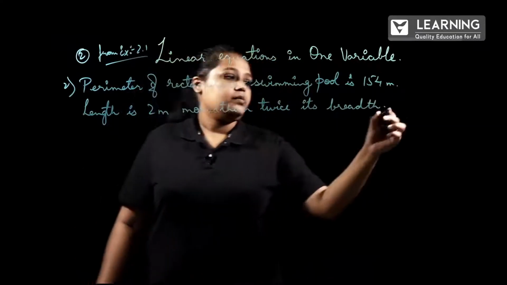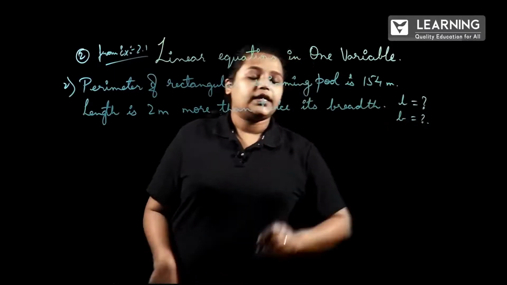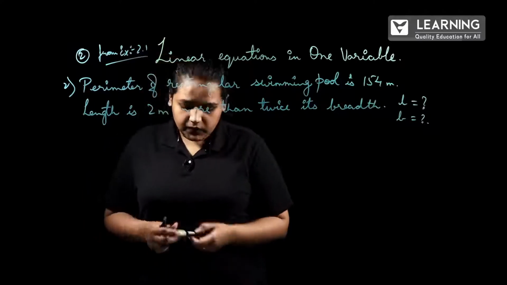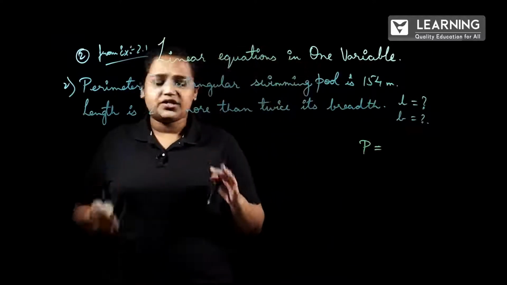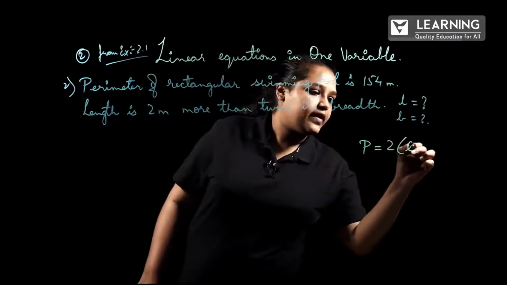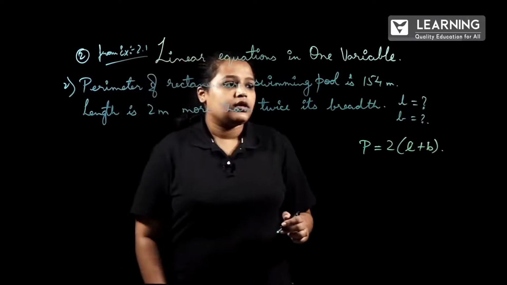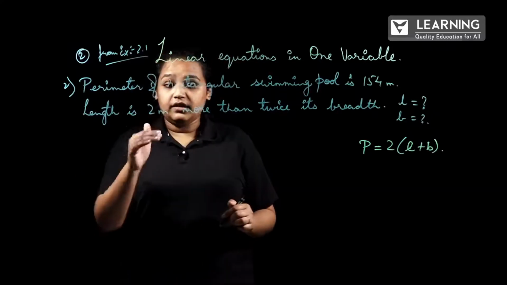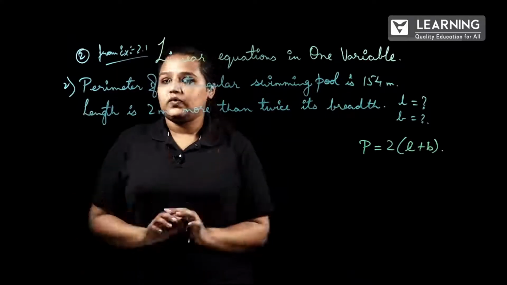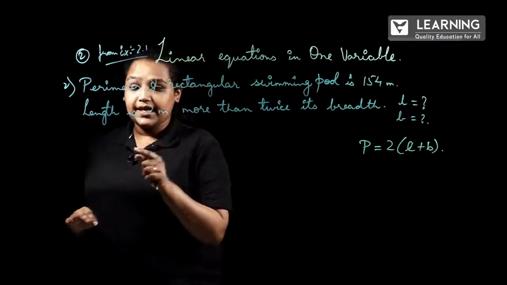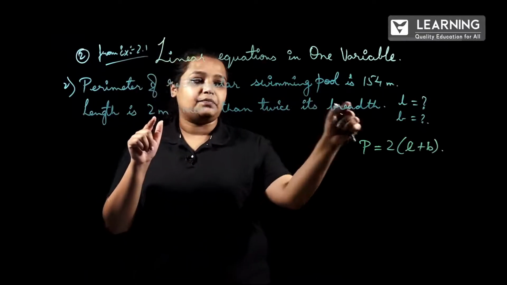So, we have to find the length and breadth. We all know that the perimeter of a rectangle is 2 into (length plus breadth), right? Now, what we have to consider when they give a question like this: the first sentence is very simple and easy to understand, and the second sentence says the length is 2 meters more than twice its breadth.